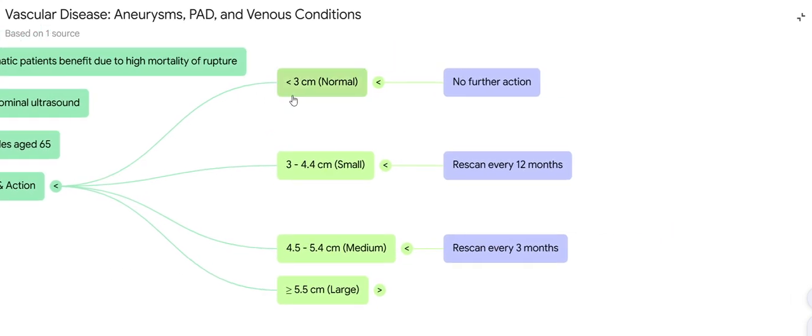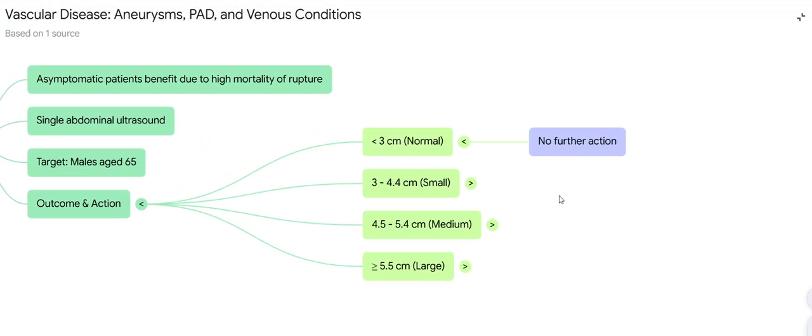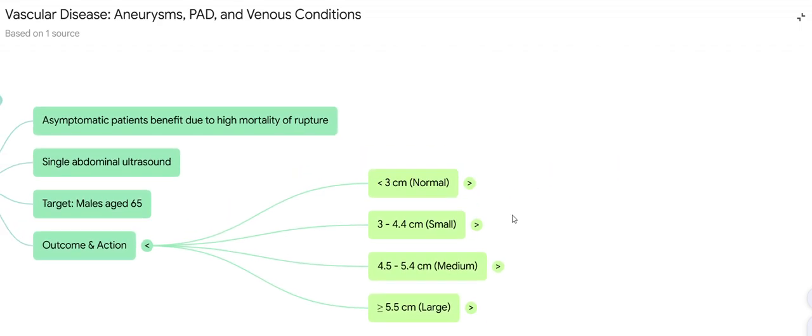So if I'm just going to close this so we can go through one by one. Okay, so if the aorta diameter is less than 3 centimeters, it's considered normal. It's not even an aneurysm by definition, because it should be more than or equal to 3 centimeters. So no further action is needed.